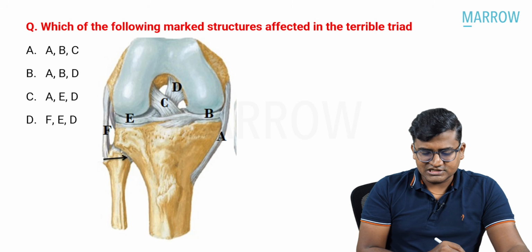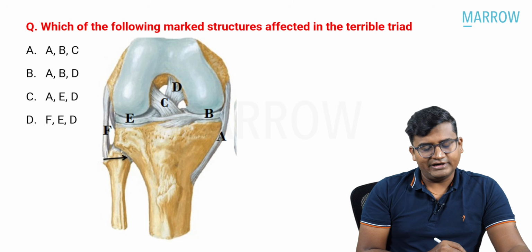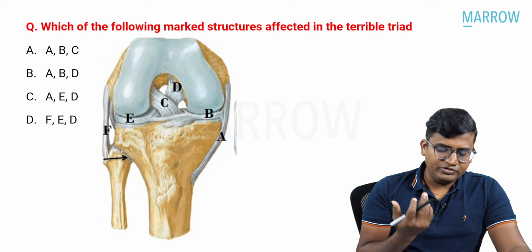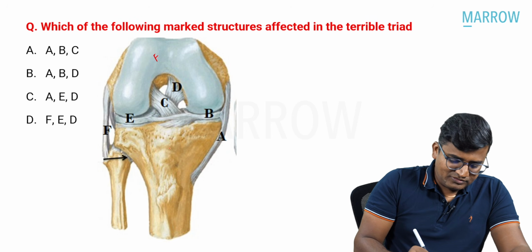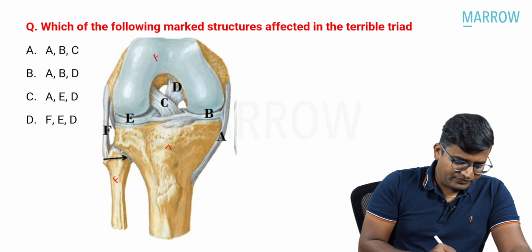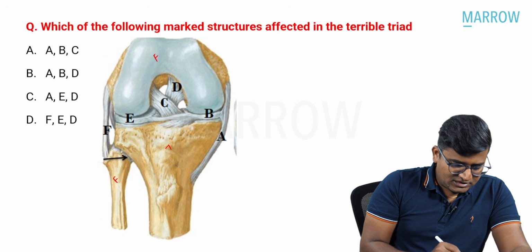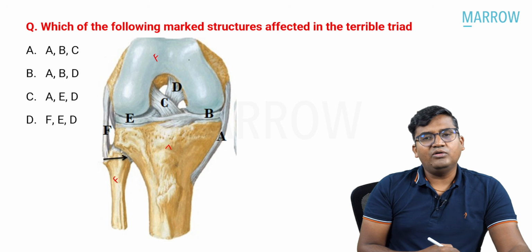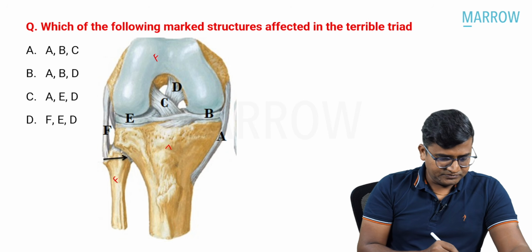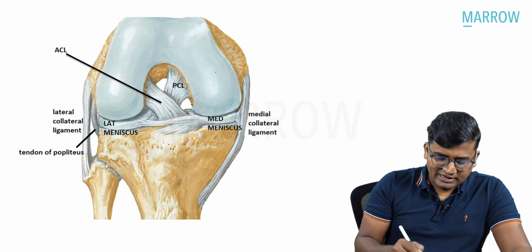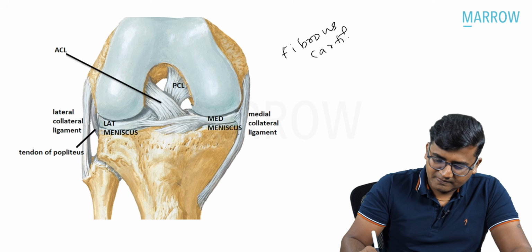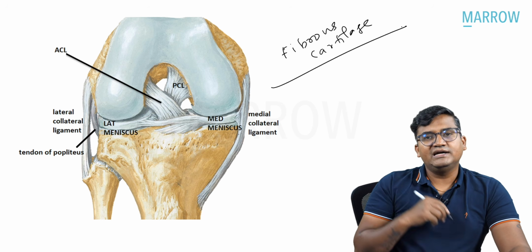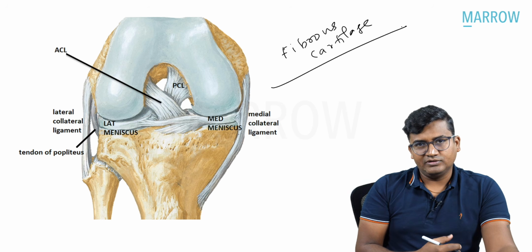Which of the following structures marked are affected in the terrible triad? Now this is the front view of the knee joint. This is the femur, this is the tibia and this is the fibula. Between femur and tibia, we have the meniscus. Meniscus is nothing but fibrous cartilage. Fibrous cartilage acts as a shock absorber.